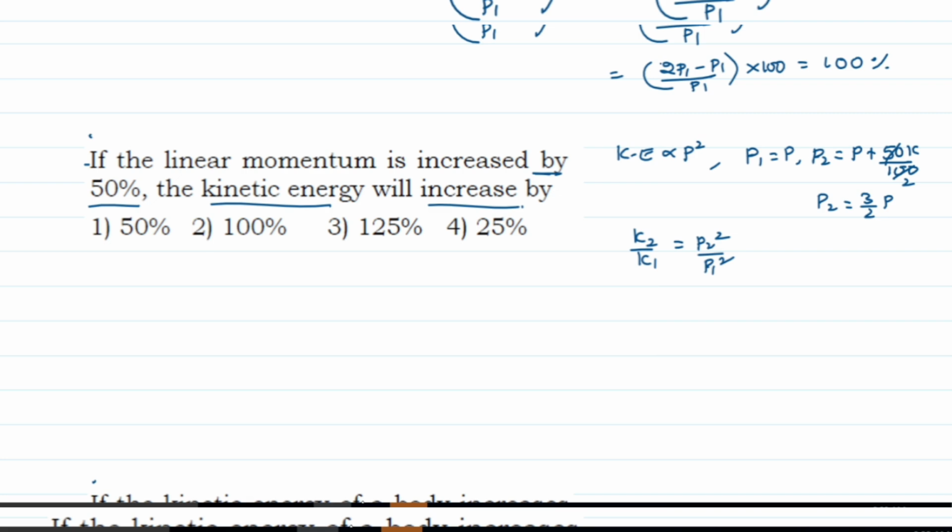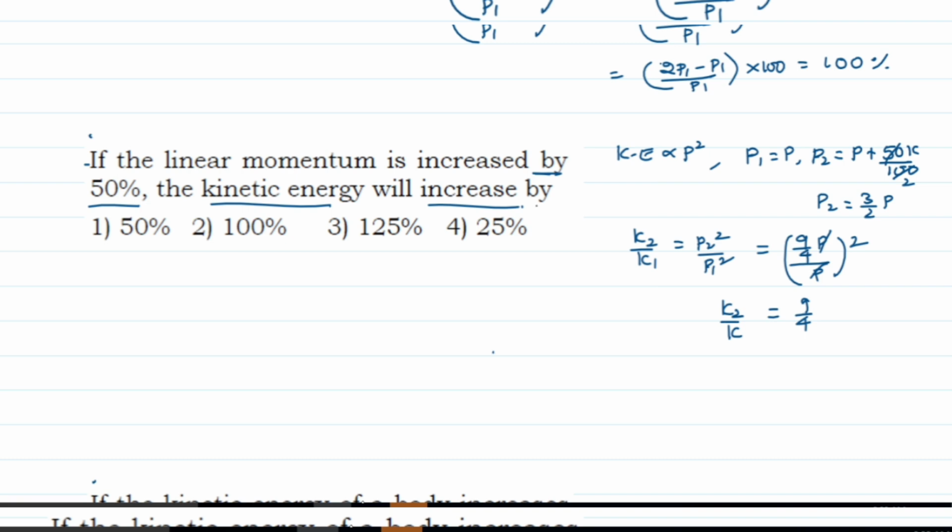So P2 by P1, if you are taking P2 square, this is 9 by 4. P by initial momentum you can take as P, so this is P whole square you are getting. P will come to the denominator, so I am just cancelling directly. So here it is 9 by 4 you are getting. So this is the kinetic energies ratio, we will be getting K2 by K1 which will be equal to 9 by 4. Now how much will the kinetic energy increase by?